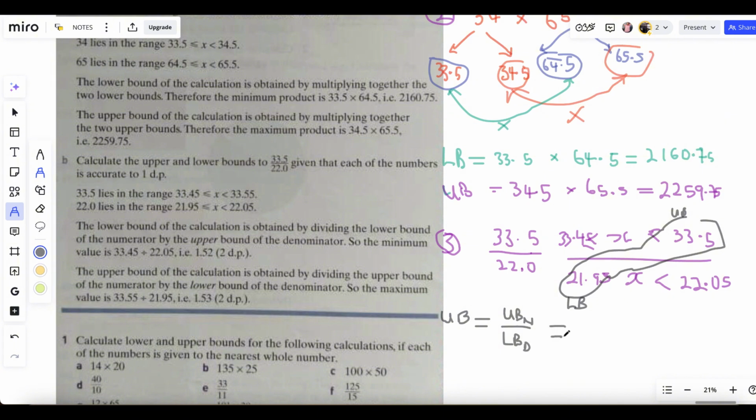So that will give us 33.5 divided by 21.95. Was it 0.5 or 0.55? Sorry, it was 0.55. 33.55 divided by 21.95. So what do we get when we do this division? We get 1.120, we can say 1.12.